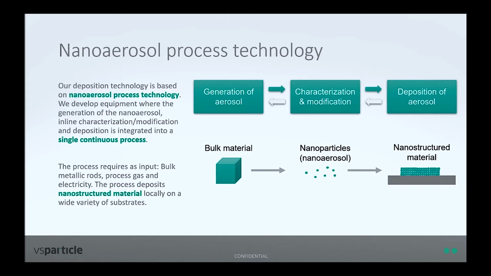How do we do it? Our process is based on a gas phase process. We developed a system where the generation of the nanoparticles in an aerosol, the characterization of the particles, and the deposition of the particles is integrated in one continuous process. This process only requires target material, a carrier gas, and electricity. So we start with bulk metallic targets, from which we create nanoparticles in a gas, and then we deposit the particles and we can create nanostructured materials.